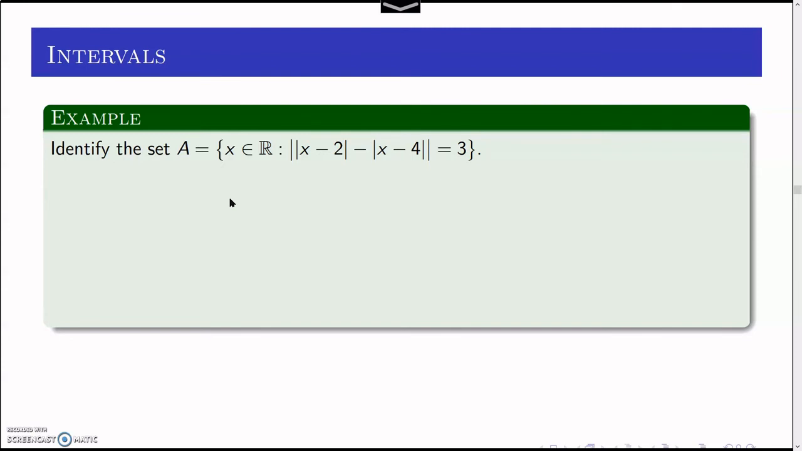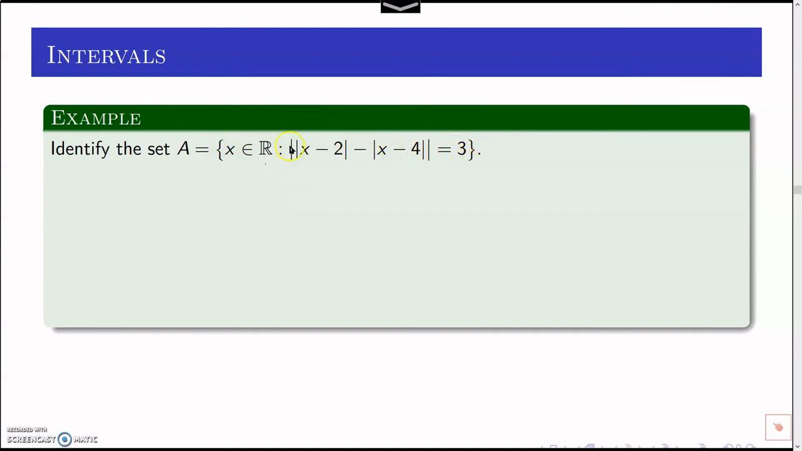A set is given to us, and the set A reads: the set of all real numbers x such that modulus of modulus of x minus 2 minus modulus of x minus 4 is equal to 3. I need to pick all the real numbers x which satisfy this equation.